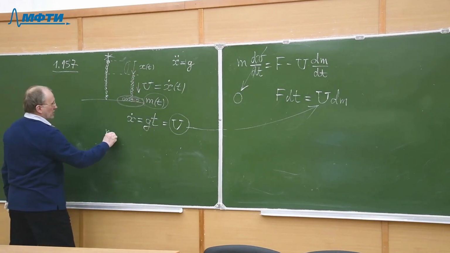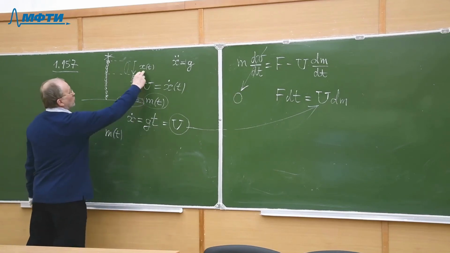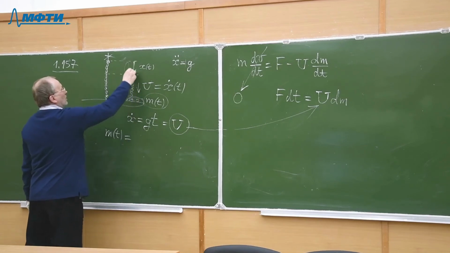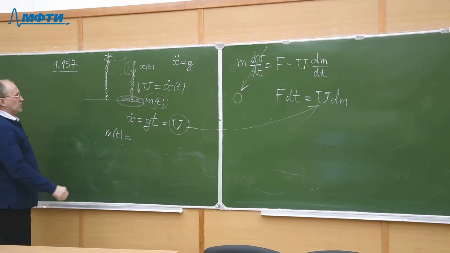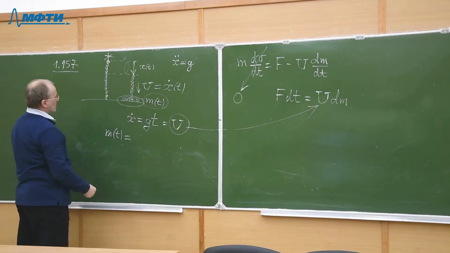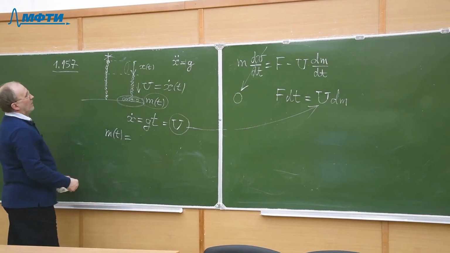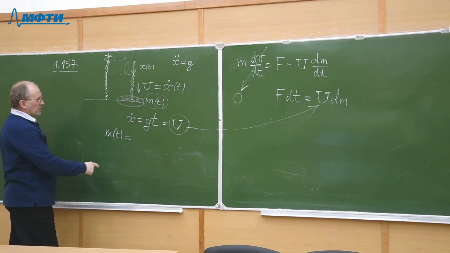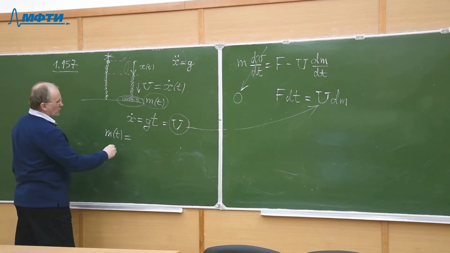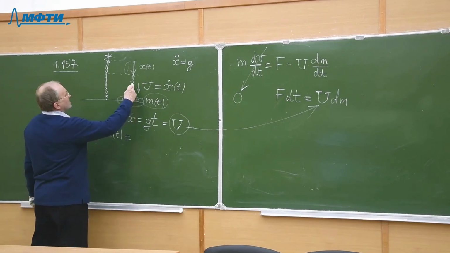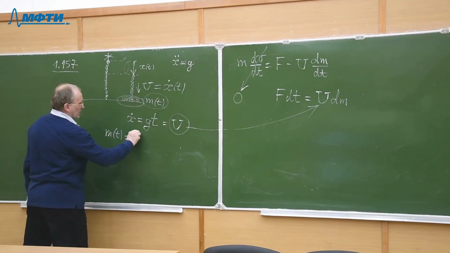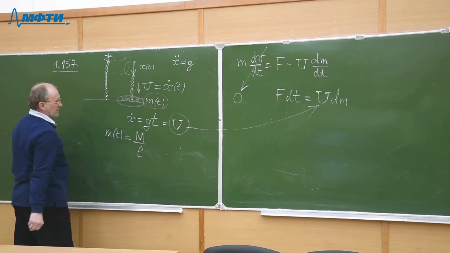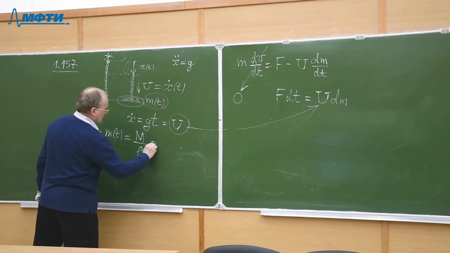The mass of the chain on the table will be proportional to x. X is the length already fallen on the table. So in order to find the coefficient of proportionality, x is measured in meters, for example. So we need to know the mass of the unit length of the chain. So it will be the mass of the chain divided by its total length, times x.